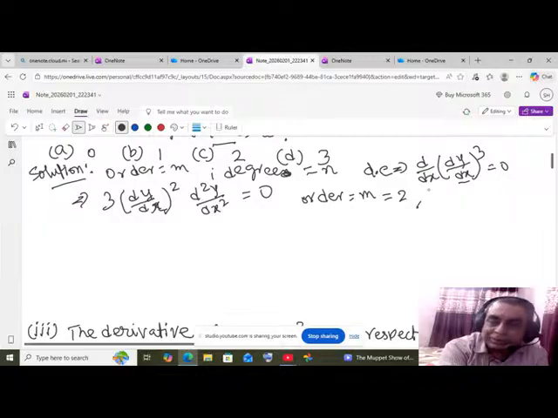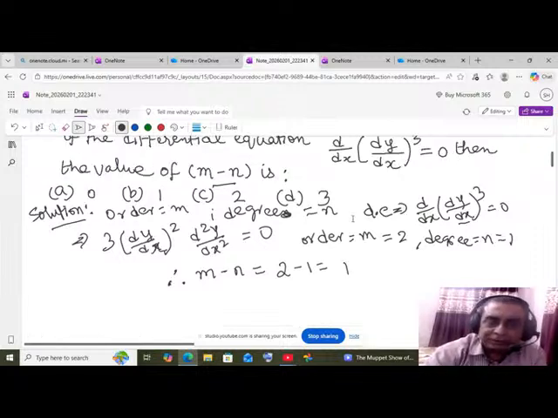So its degree is 1, and degree is denoted by n. We have to find m minus n. Putting the values, m is 2 and n is 1, so 2 minus 1 is 1. So the correct choice is B. Answer is B.